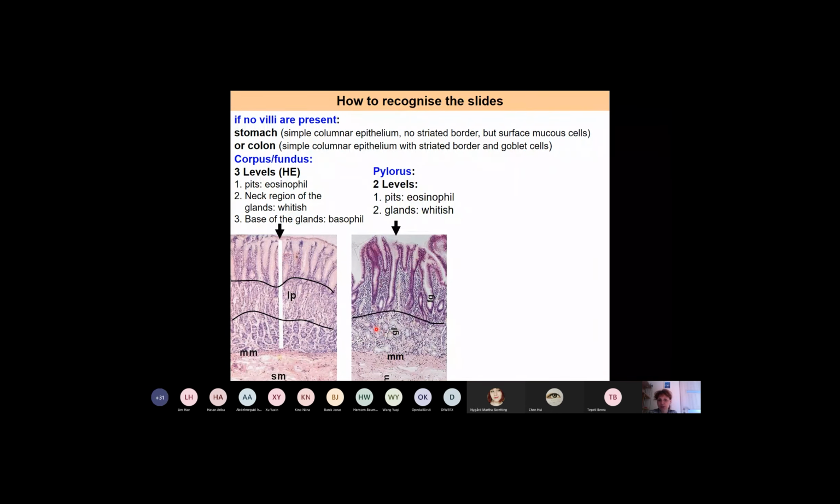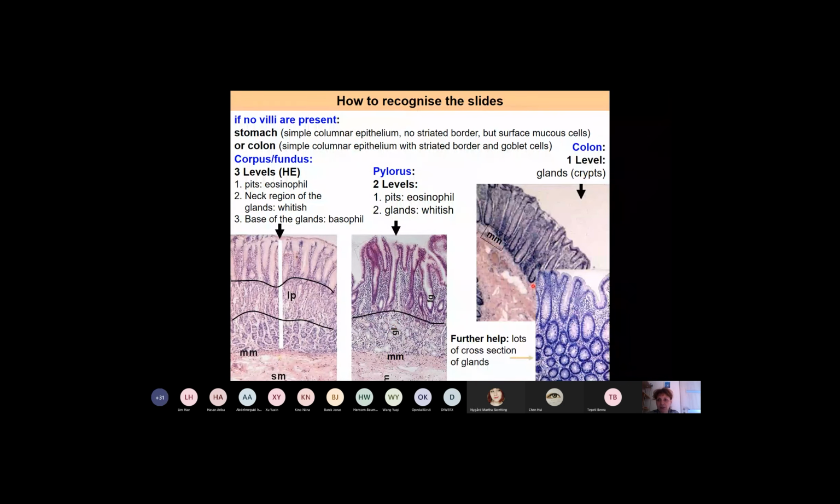In the pyloric part, you only have an upper eosinophilic area in the mucosa, because here you have these very deep gastric pits, but the glands are only lined by mucous cells. That's why the lower part of the mucosa will appear relatively light. And in the colon, you will only see these invaginations, and that's why we see only one level. It corresponds to intestinal glands.